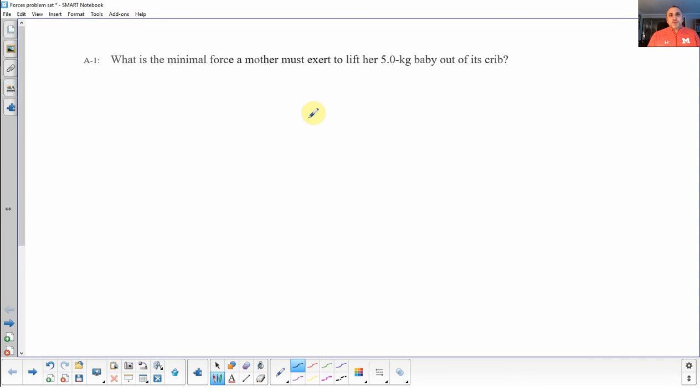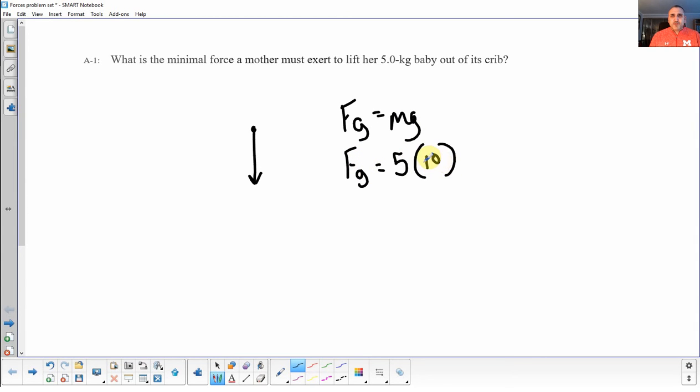A1, what is the minimal force a mother must exert to lift her 5 kilogram baby out of the crib? Well, if you remember, a free body diagram is usually a good place to start with anything. We've got a 5 kilogram baby, and Fg equals mg. So the force of gravity equals the mass, which is 5, times the pull of gravity, which is -10. So going down, we've got an Fg of -10 newtons, which means in order to lift the baby up, we need to pull with more than 10 newtons.